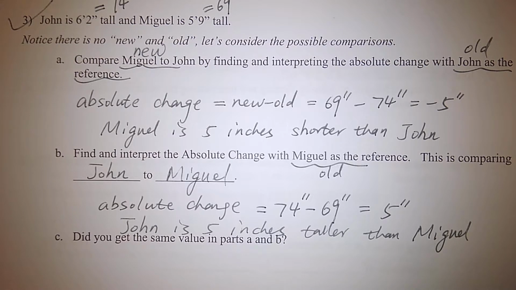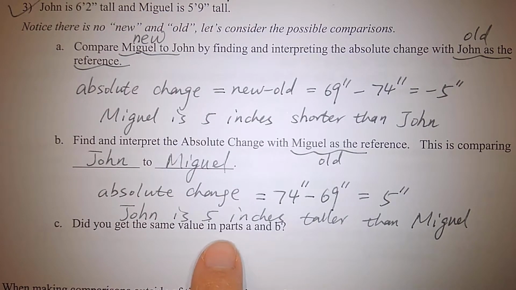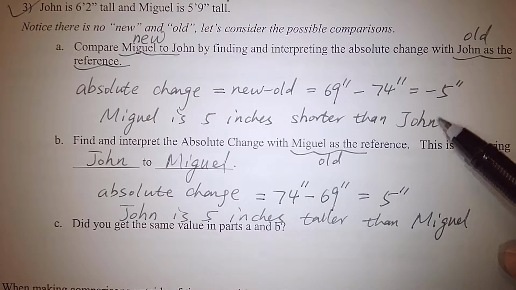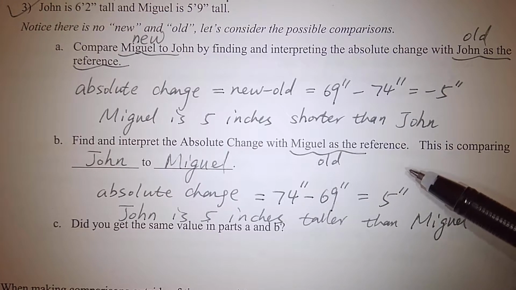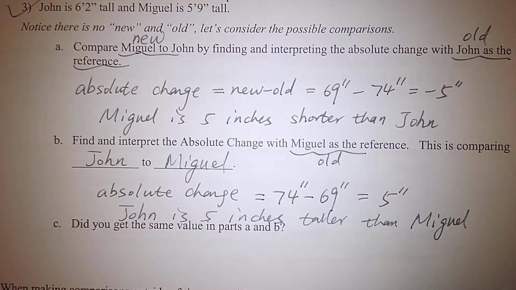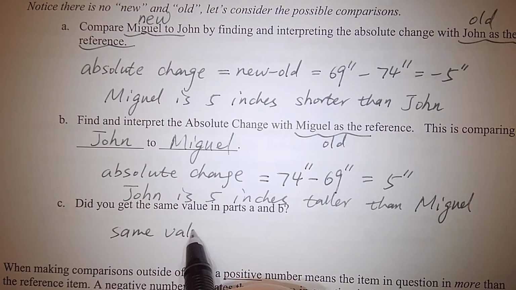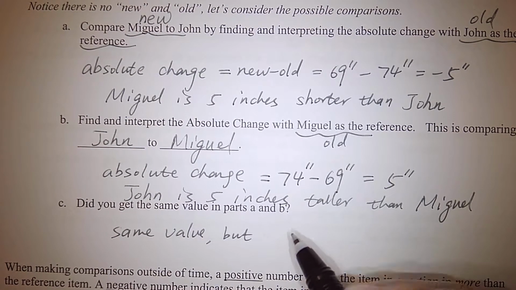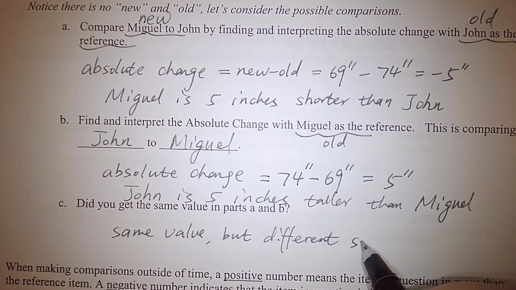Okay. Alright, question C. Did you get the same value in part A and B? Can we say we get the same value? Same absolute value, right? Because negative 5 absolute value is also 5, okay? So we say same value but different sign, right? Same value but different sign.